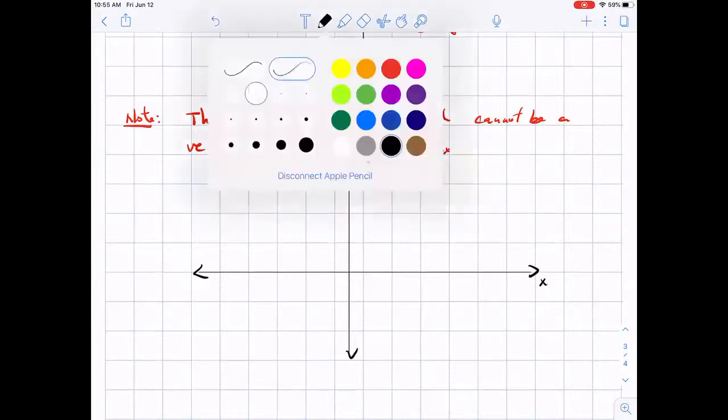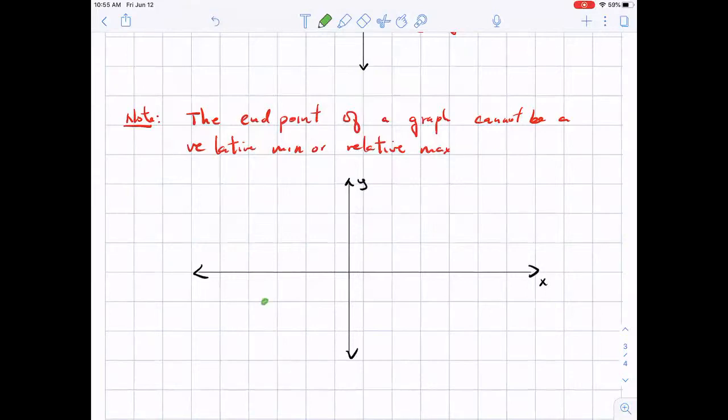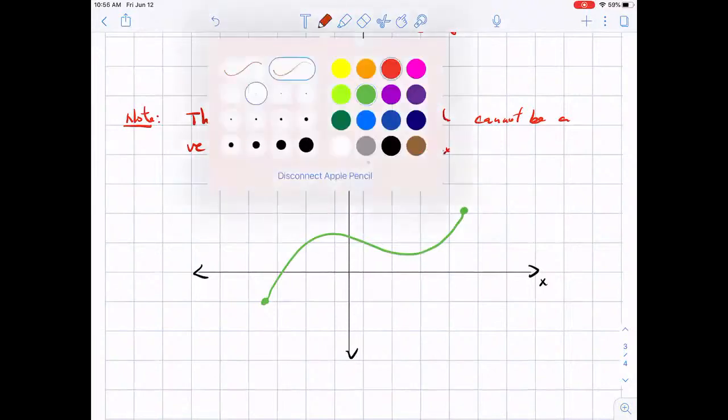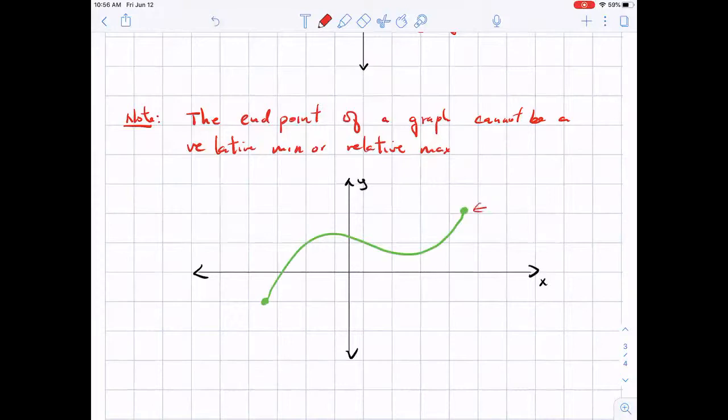Okay, if we look at this picture here, although this is the highest point, it will not be a relative because you can look to the left of this point, but there is nothing to look on the right. And for a relative, you have to be able to compare it. It's relative to the left side and the right side.